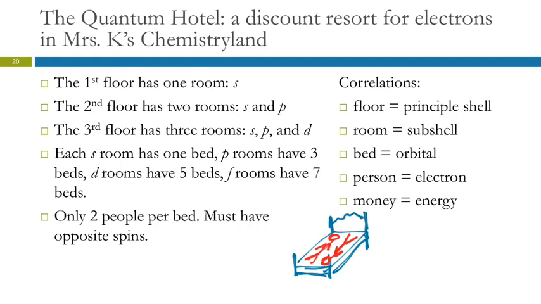So where I'm going with this is that each of those boxes in an orbital diagram is an orbital. And we represent the electrons as arrows. The first one goes in, spin up. The second one comes in with opposite spin. To me, that looks like 2 people in a bed. Okay? Any questions so far?